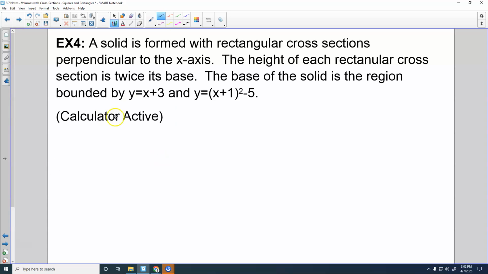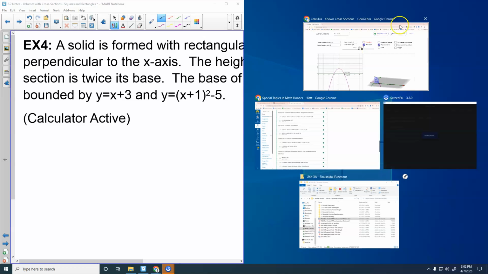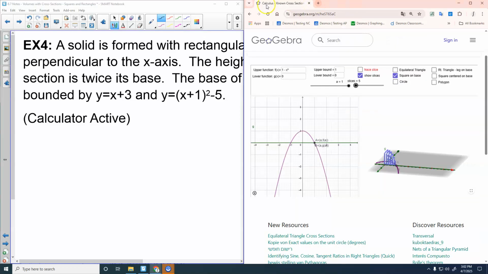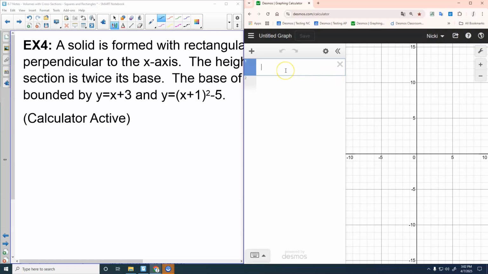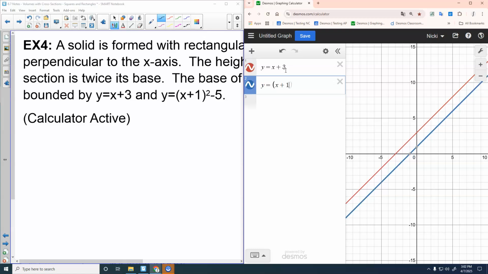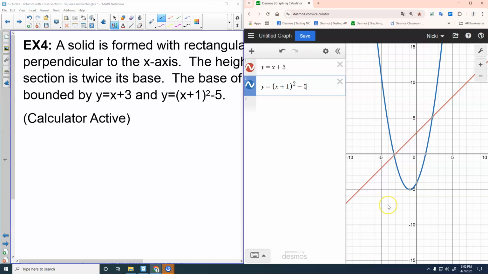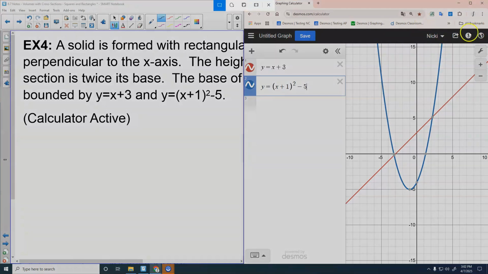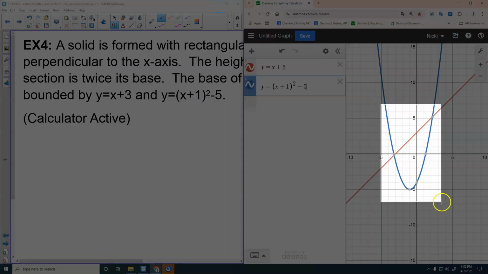Okay, this one is calculator active, so we are going to graph it. If we graph it, we've got y equals x plus 3 and y equals (x plus 1) squared minus 5. And I am going to screenshot that.